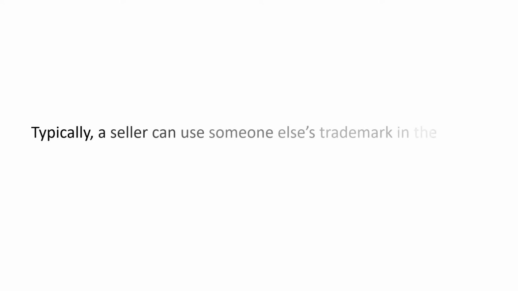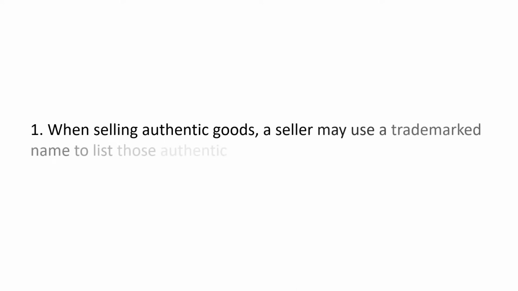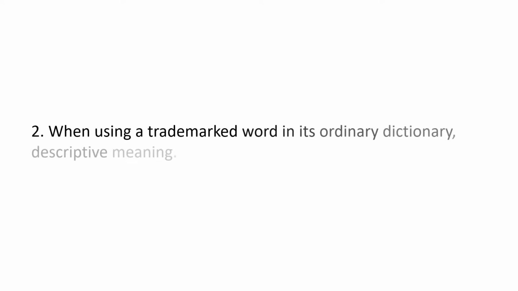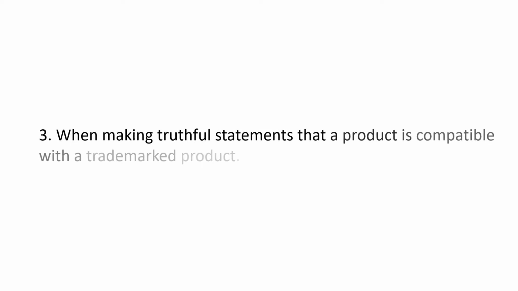Typically, a seller can use someone else's trademark in the following circumstances. When selling authentic goods, a seller may use a trademarked name to list those authentic goods. When using a trademarked word in its ordinary dictionary, descriptive meaning. When making truthful statements that a product is compatible with a trademarked product.